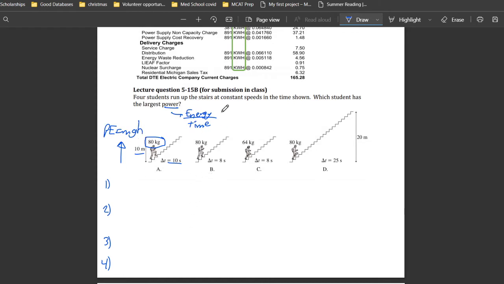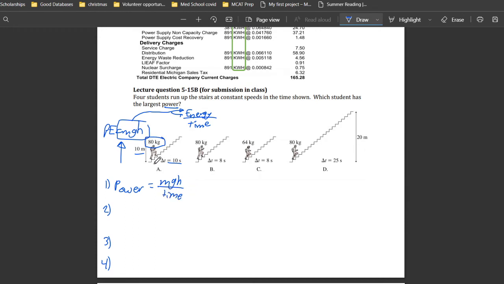So first, when we're trying to find power, we would have to figure out the amount of energy that is used up over this period of time. And we're given the time unit, so we can plug in potential energy into the top unit of power and say that power equals mgh, mass times gravitational acceleration times height, divided by time.